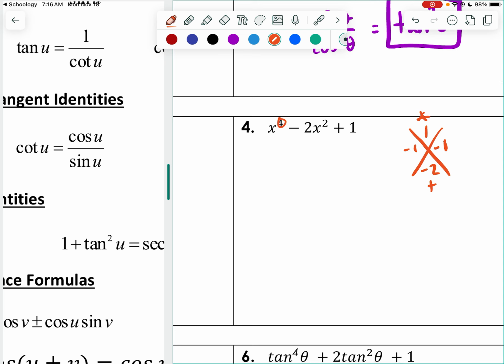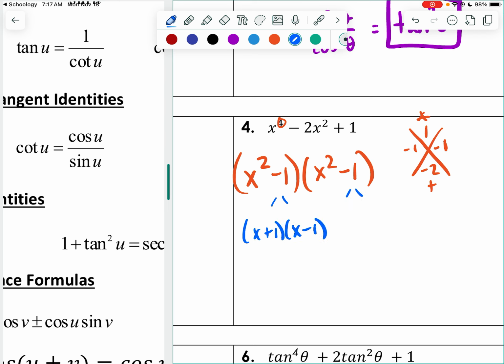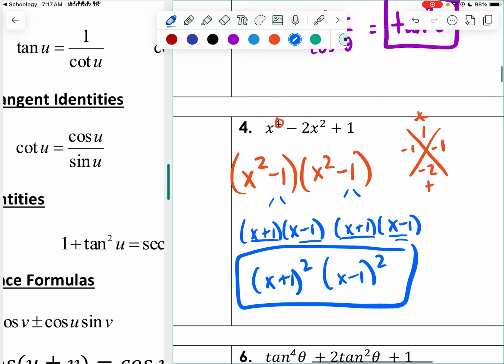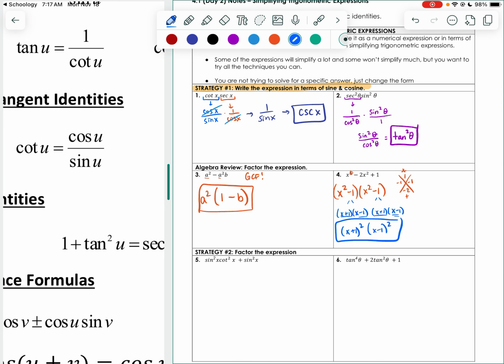This one does start with a 4. So this would have to be x squared minus 1, and then another x squared minus 1. Now technically this one you can factor more, because that's a difference of squares. And actually this one's the same. So technically, if there are 2 of those x plus 1s, we could write x plus 1 squared. 2 of the x minus 1s, we could write x minus 1 squared. But again, just factoring. So strategy 2: if breaking things into sines and cosines doesn't help, you can also factor things.